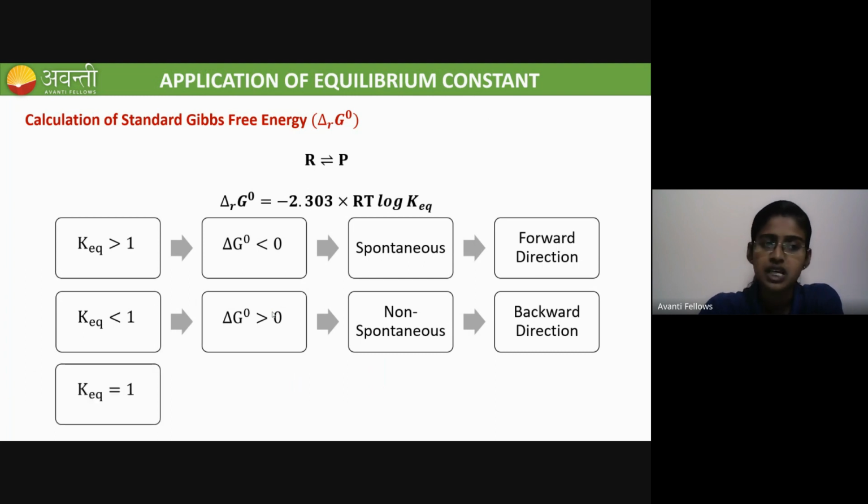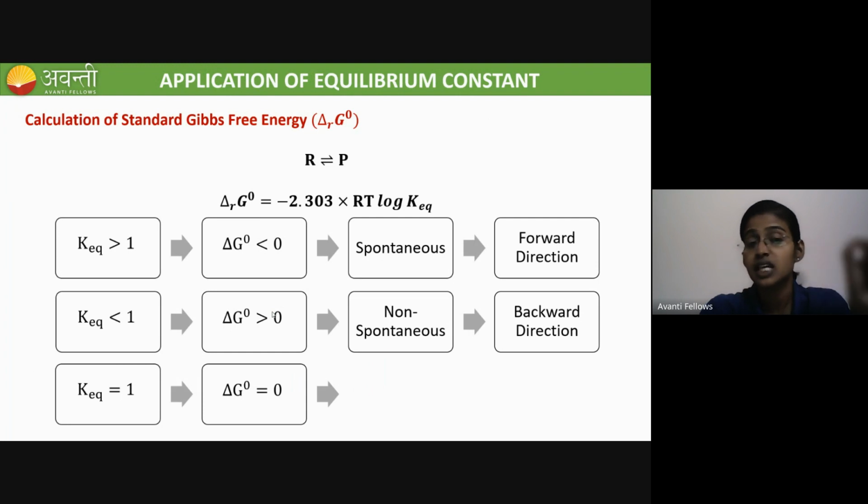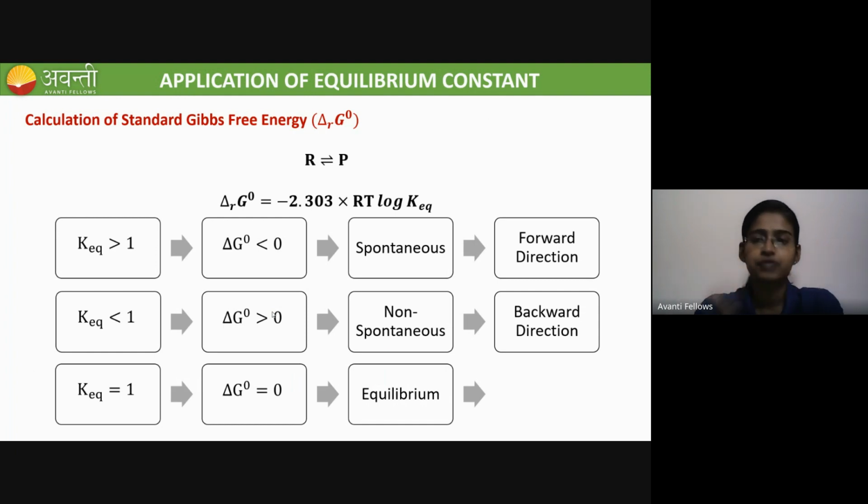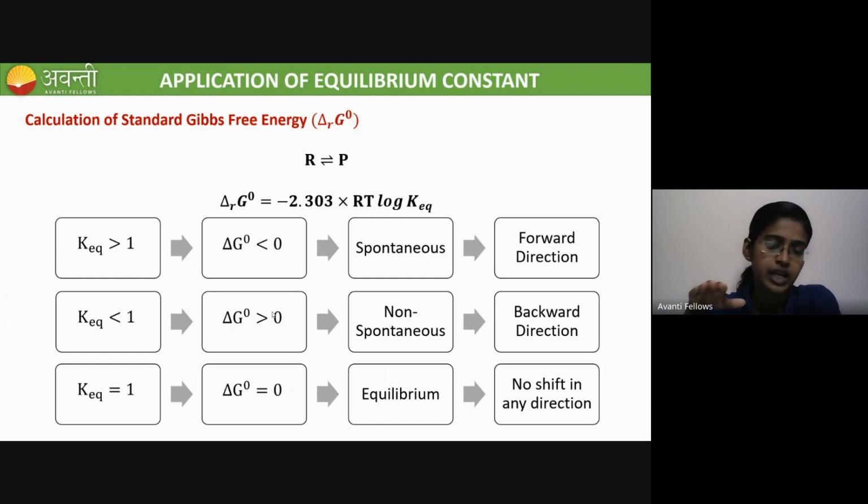Okay. If K eq is equal to 1, then delta G will also be equal to 0. If it is equal to 0, what does this indicate? This indicates that the reaction is in equilibrium and there is no shift in any direction. They are in equilibrium. The rates of both forward and backward reactions are the same, so there is no shift from reactant to product or product to reactant. Okay, this is an application of equilibrium. Many applications are there. This is one of the very important applications you need to know.